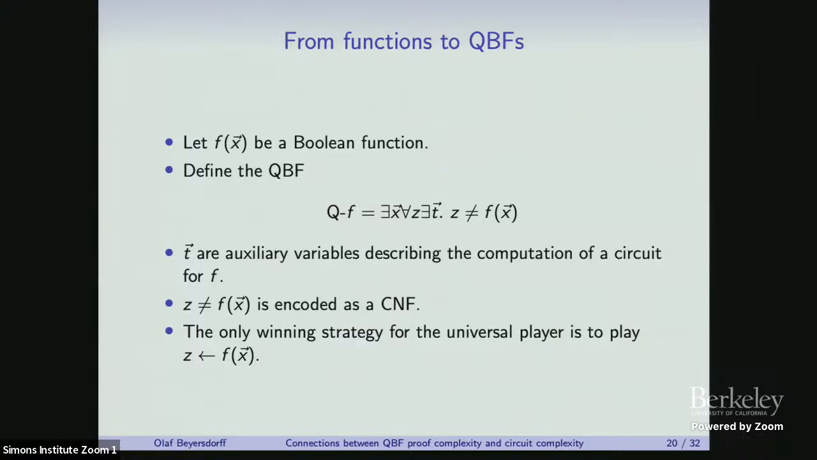And you can express this. If you have a circuit that computes F, say in P/poly, then you can simply use auxiliary variables to describe the computation and write this down as a CNF formula. So it's a Sigma 3 formula. But the crucial thing is that the only winning strategy for the universal player is to play Z equal F of X. The only way he can win on this formula is by playing Z equal F of X. There's only one universal variable, and that's the only thing he can do to win. So a strategy extraction has to compute F. That's the crucial observation here.